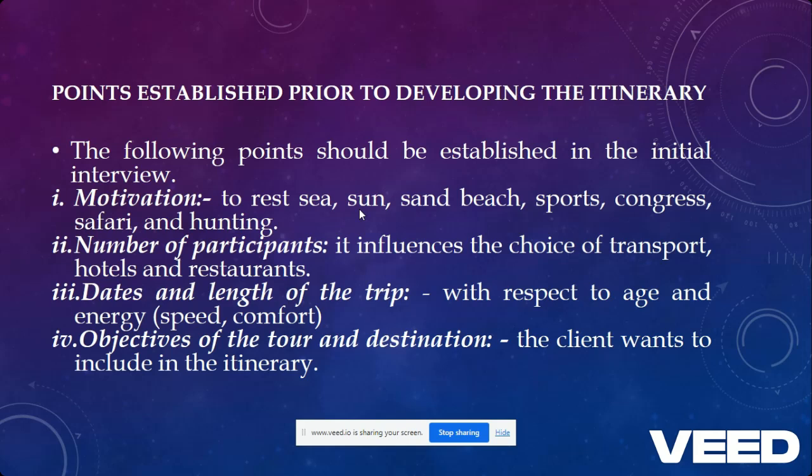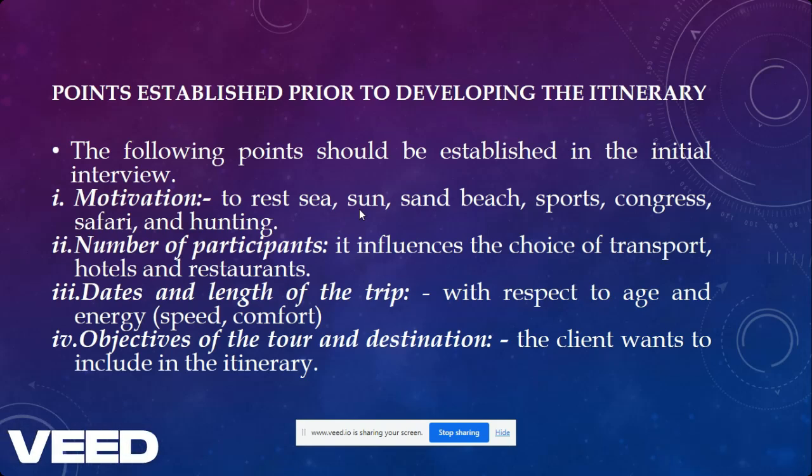We also look at the number of participants. In other words, we call it packs, because we know that we have the individual tours and we have group tours. And the group tours influence the choice of transport. What are we going to use to transport people? Are we using vans? Are we using the big buses? What type of transport should we select? Are they going by air? Are they going on road? Also, the hotels and the restaurants, in terms of the number of rooms to reserve and the facilities that they expect to find. So, the number of participants is an important aspect when developing an itinerary.